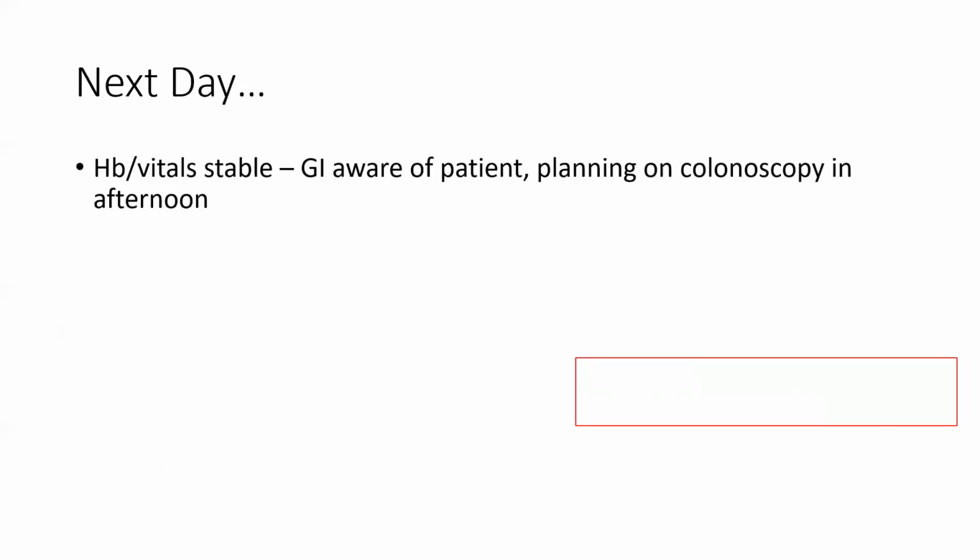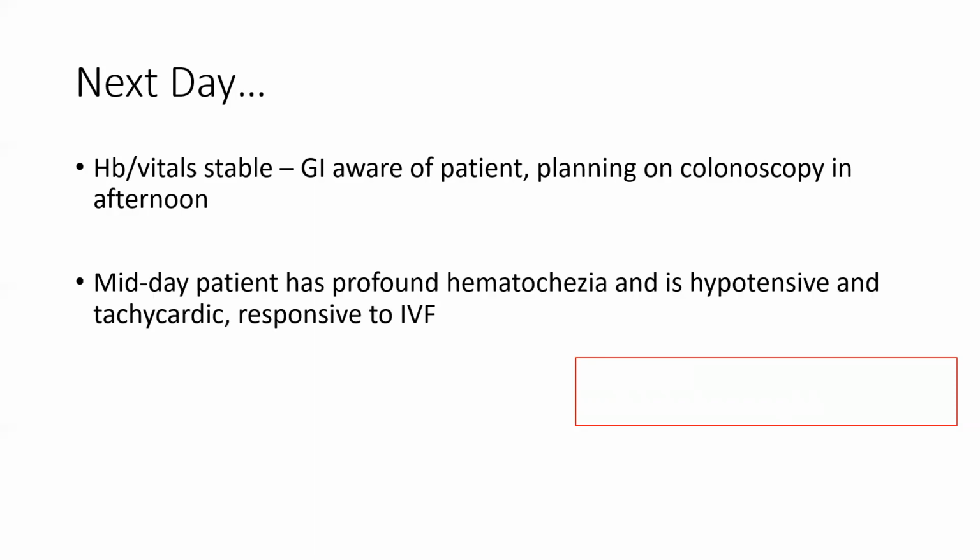Okay. So the next day, his hemoglobin and vitals are stable in the morning. GI is aware. They say, we'll probably get to him in the afternoon. We have a couple other urgent cases. But during the afternoon, he has profound hematochezia. He's hypotensive and tachycardic, but his vitals are responsive to IV fluids. So you're going to call GI to give them an update. And what are you going to ask for now?